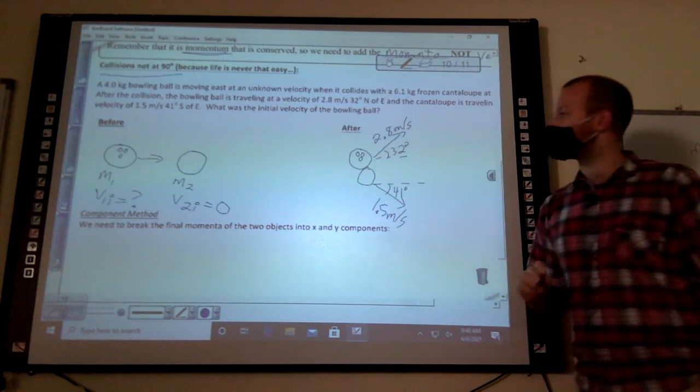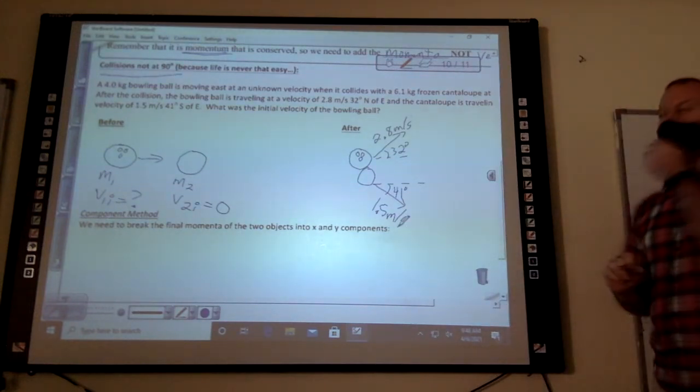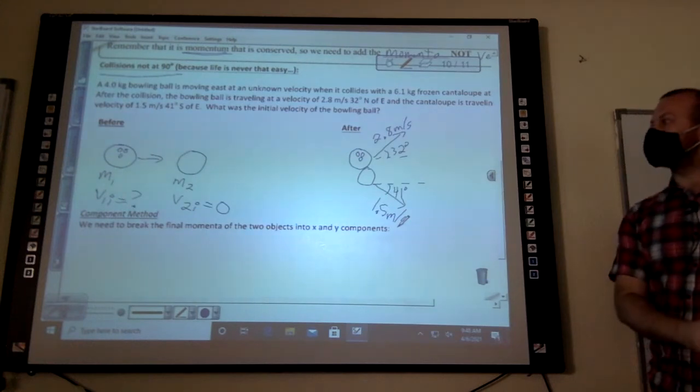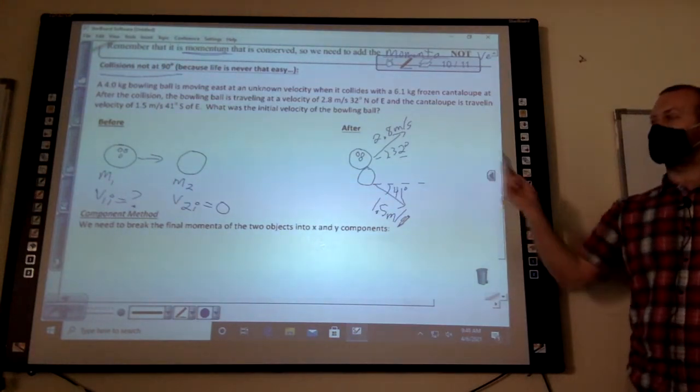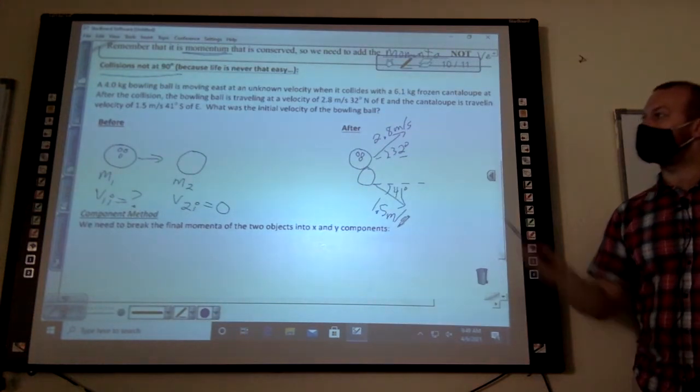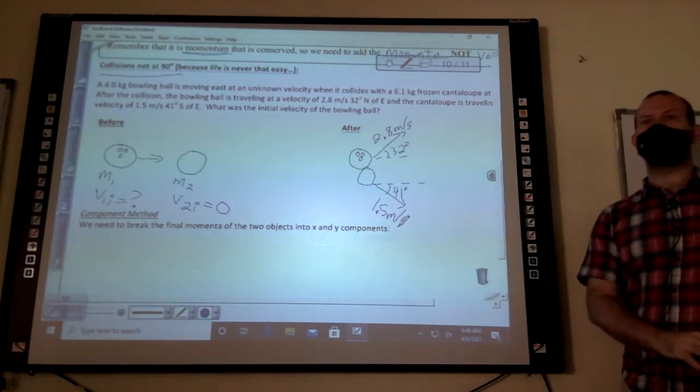All right, any questions with the setup? Because if you can do this part, the rest of it is pretty straightforward if you can get this. If you mess up on the setting up the drawings, the rest of the question is going to be messed up.